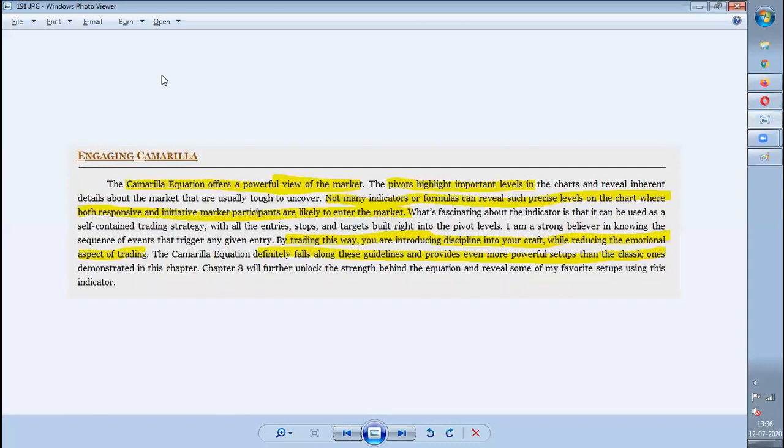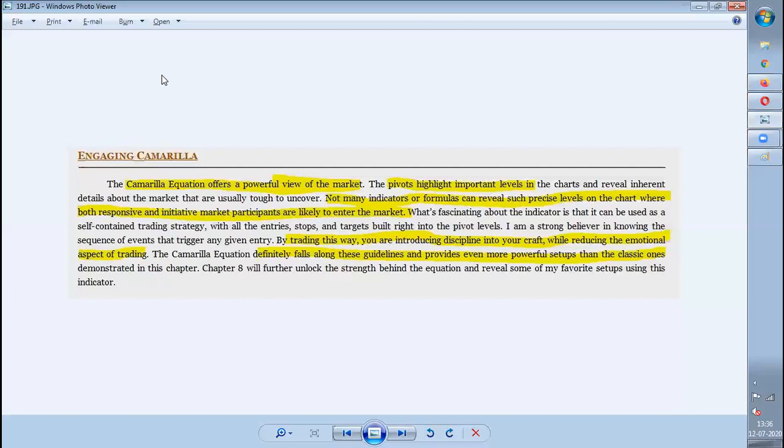So what he is trying to put across is that pivots are the important levels where we need to watch the market and how the market is going to behave whenever the price is reaching the pivot zone. And one more thing is, with any other indicator, we will not know whether responsive buyers or initiative buyers or sellers are going to enter. But the Camarilla equation as well as CPR gives us more clarity on what is going to come and how the responsive or initiative participants are going to act on it.